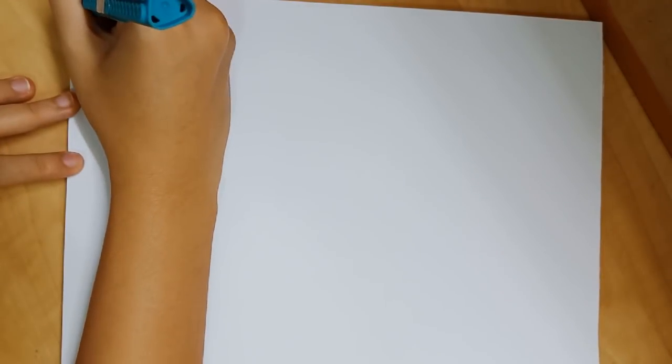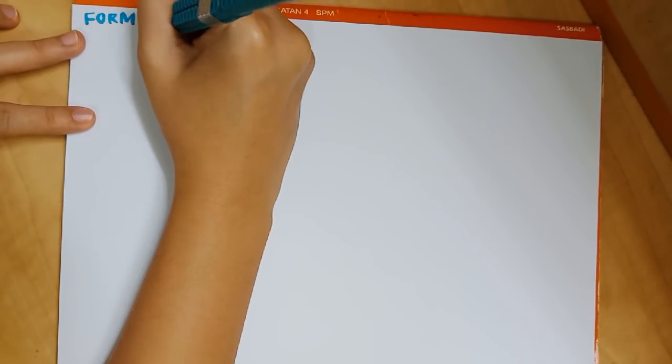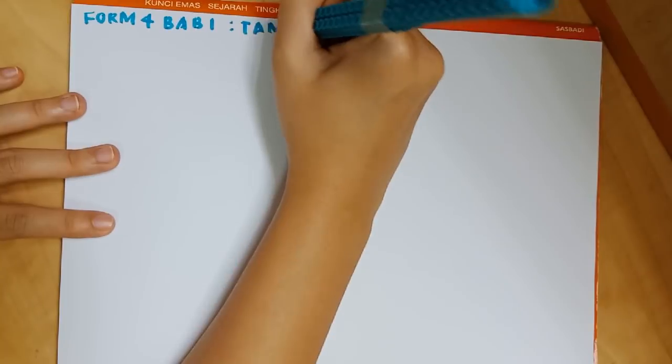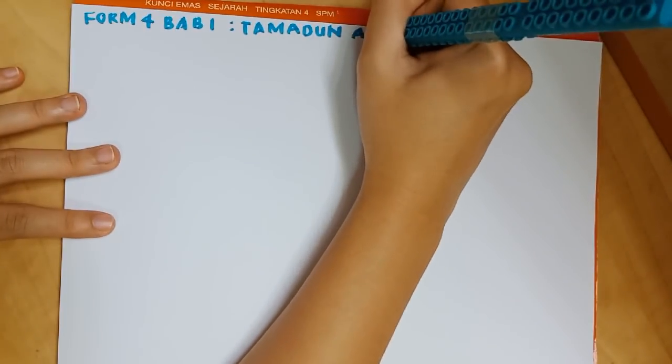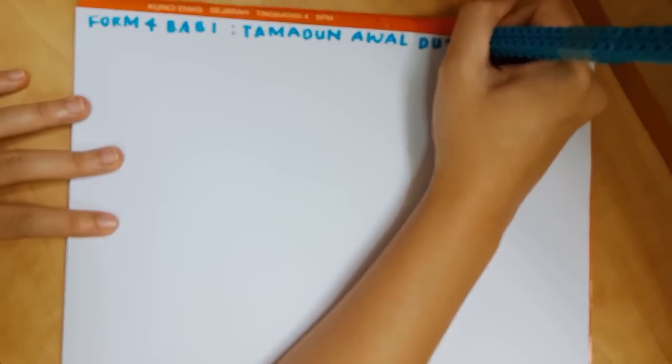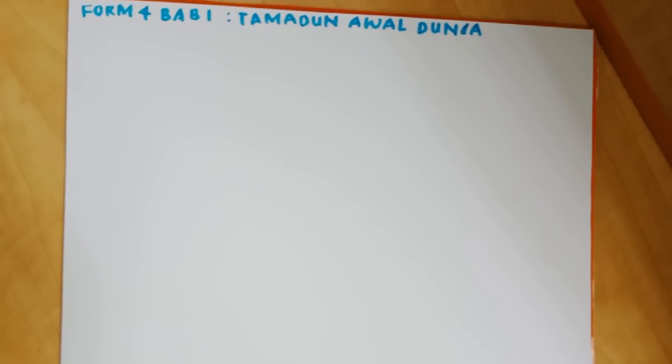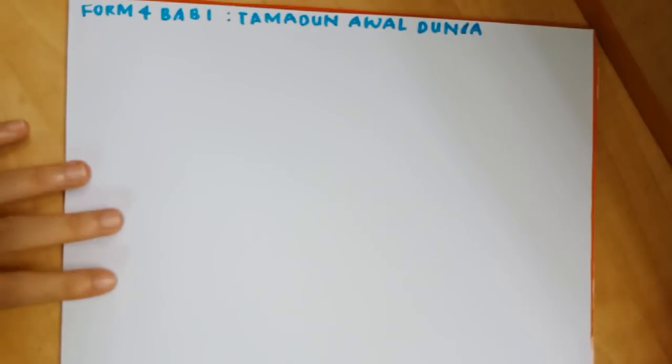So in today's video, we'll be making mind maps for Sejarah Form 4 Chapter 1 and Chapter 2, which is on Tamadun Awal Dunia and Peningkatan Tamadun. And these mind maps are literally so useful, and they can act as a cheat sheet or a chapter summary as well. So I would definitely recommend doing this along at home if you want to.